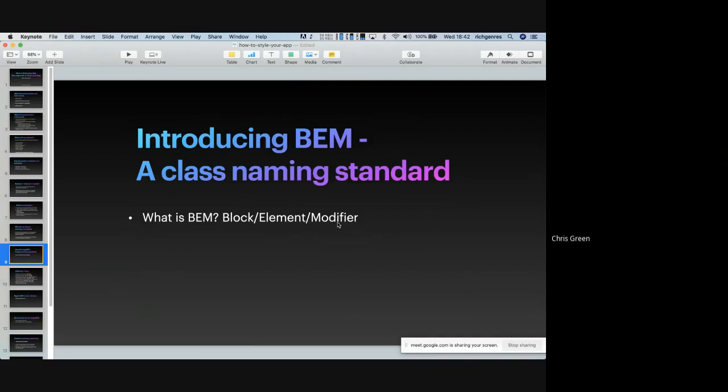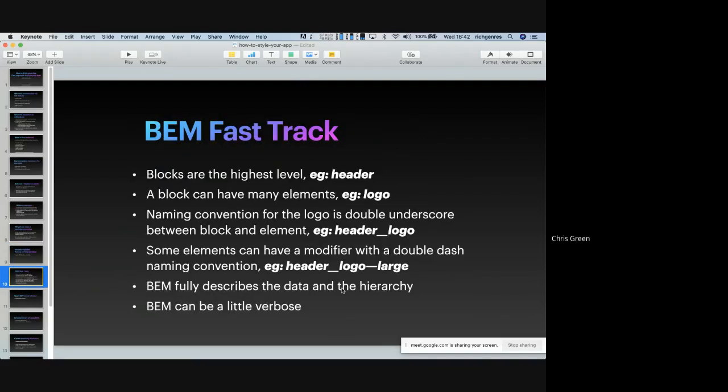Okay, so what BEM is, it's a class naming standard, and it's an acronym for block element modifier. Right, it's really complicated. It can be explained on one slide. Here's your fast track, right? So blocks are the highest level, so you'd have a header, that's your block. A block can have many elements. You might have logo, you might have links, you might have lots of things in the logo, but they would be your elements.